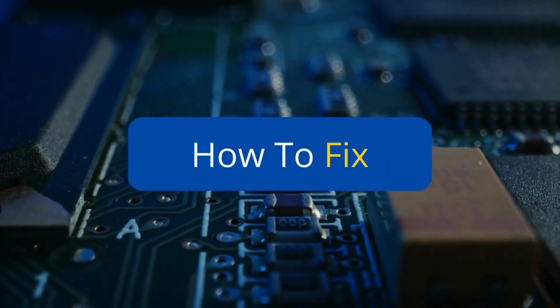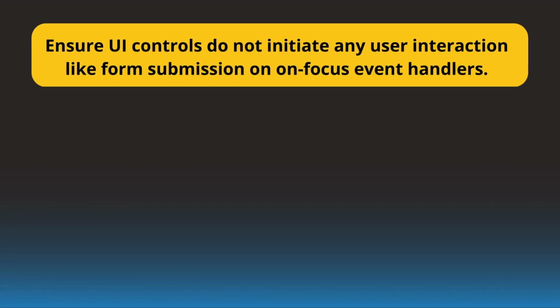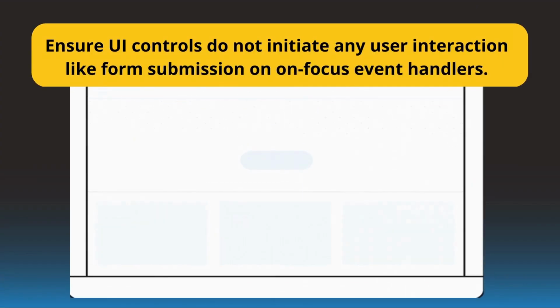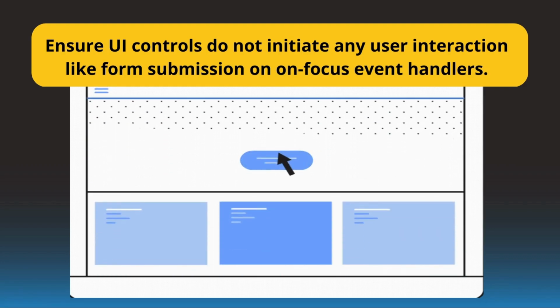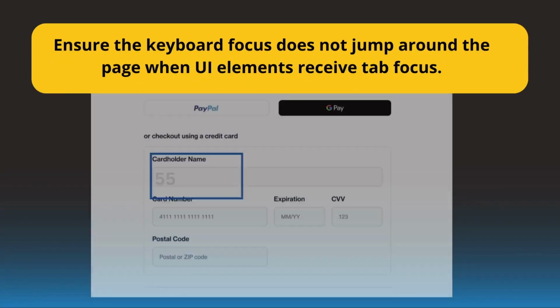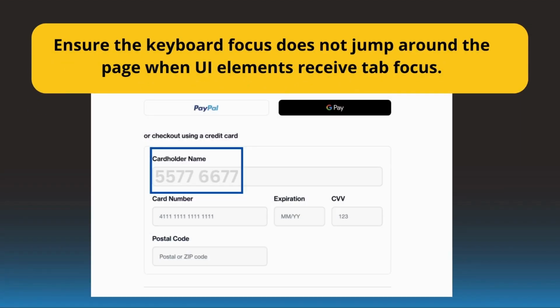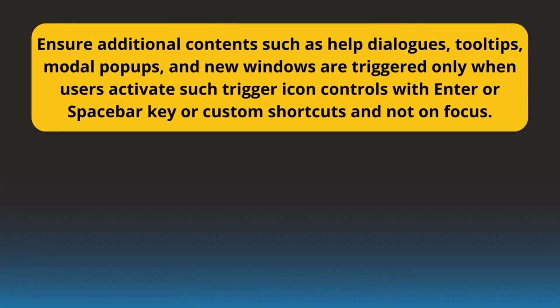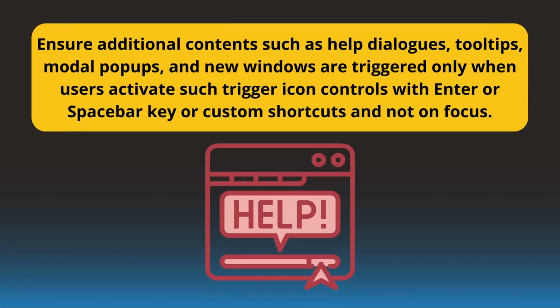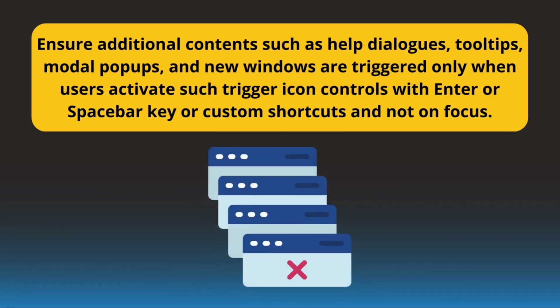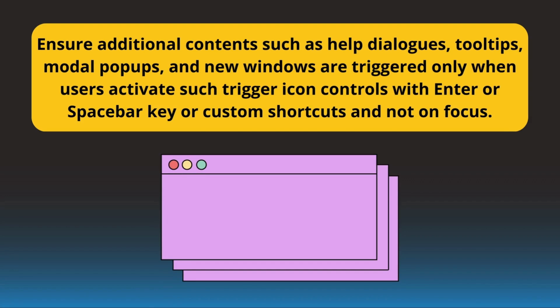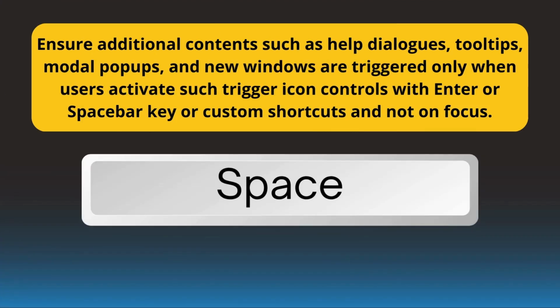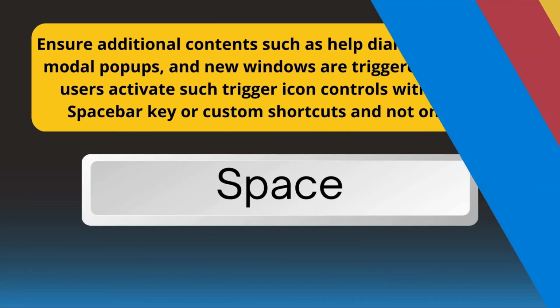Now, let's see how we can fix them. It's important to ensure UI controls do not initiate any user interaction like form submission on on-focus event handlers. It's also important to ensure that the keyboard focus does not jump around the page when UI elements receive tab focus. And ensuring additional contents such as help dialogues, tooltips, modal pop-ups, and new windows are triggered only when user activates such trigger icon controls with enter or spacebar key or custom shortcuts and not on focus.